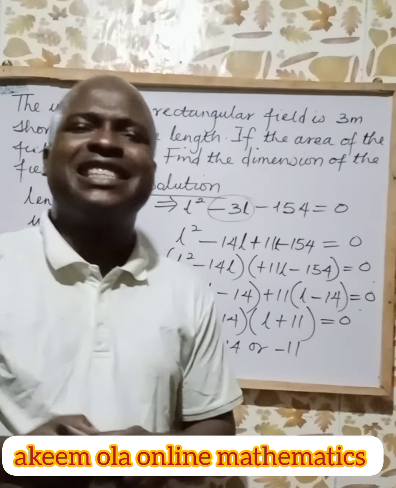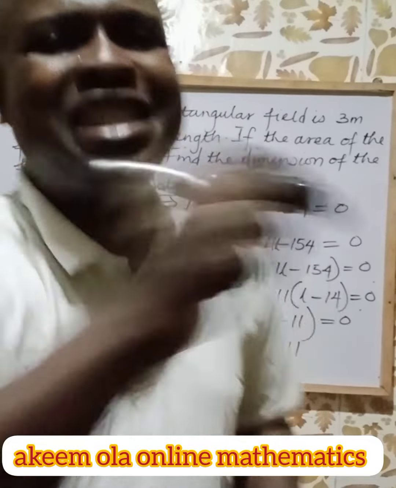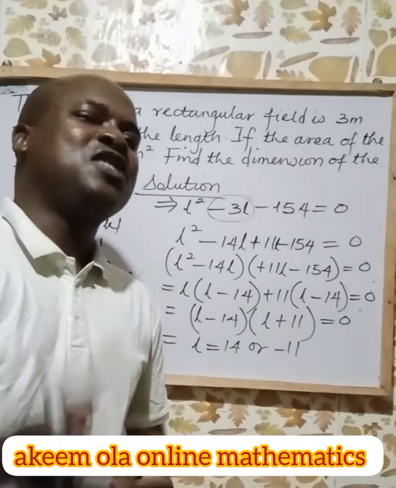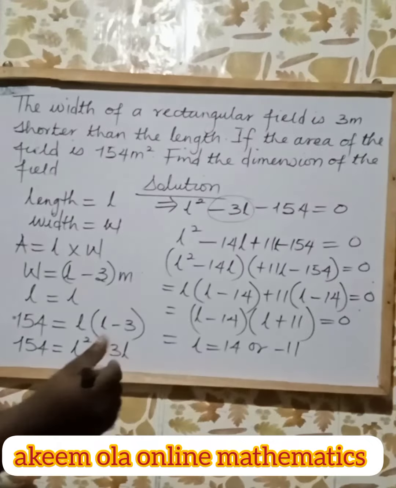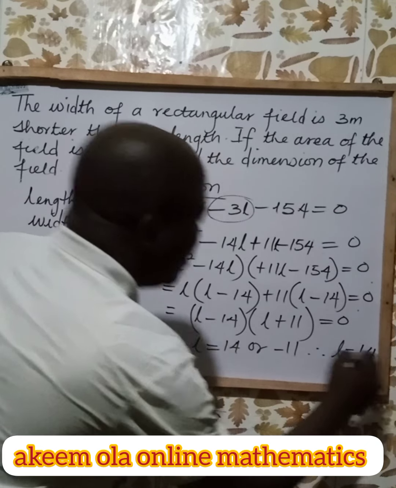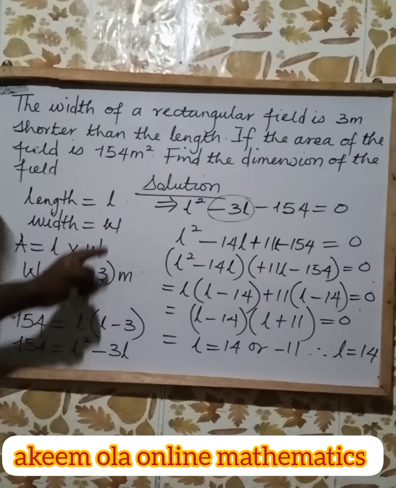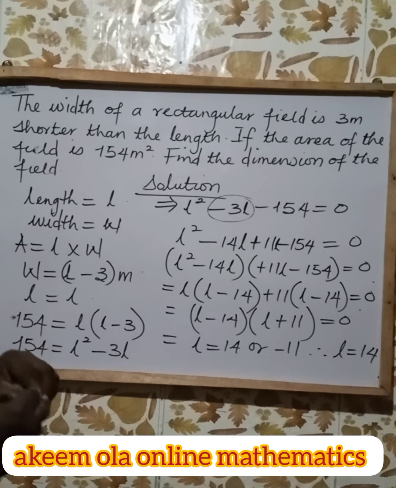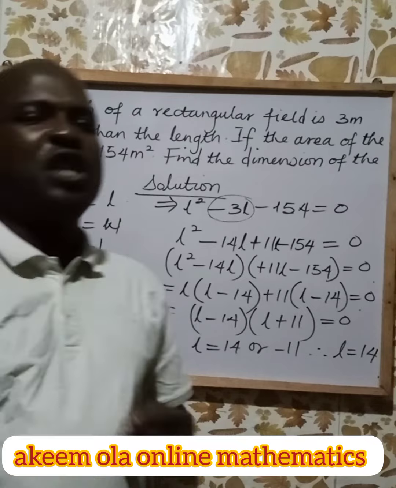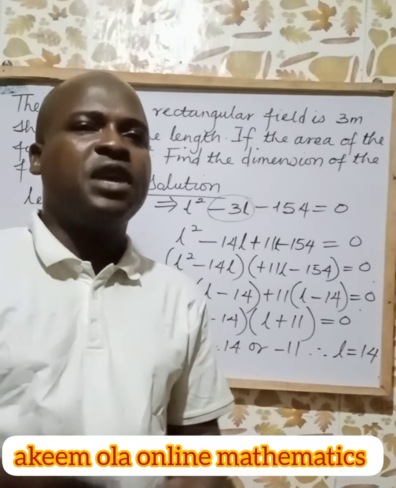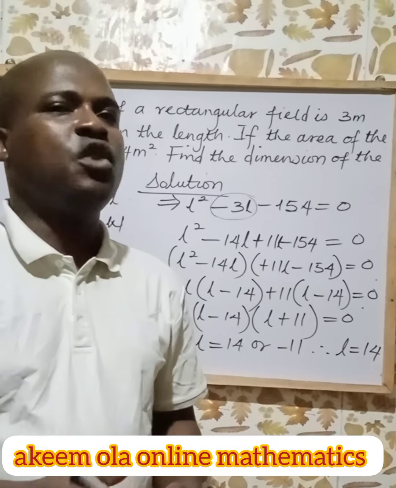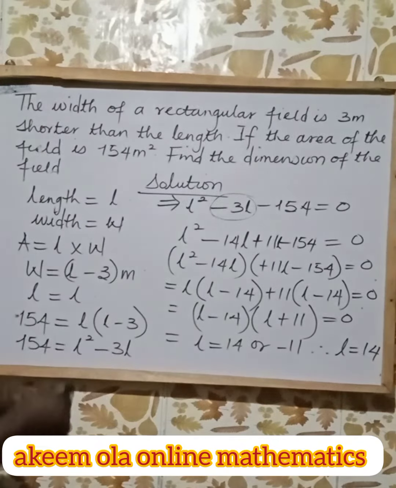But our length can never be negative. So we are going to ignore the negative value and stick with the positive value. So our L is now equal to 14. Then we need to get the value of our width, because from the question we are asked to find the dimension of the field, and the dimension of the field comprises the length and the width.